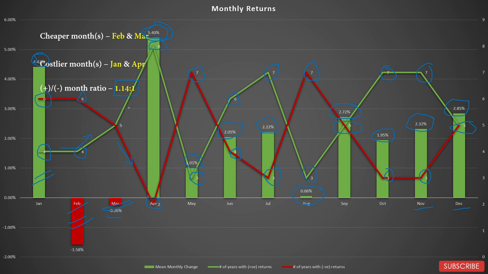So what does this ratio show? It shows that in the last 10 years, that is in the last 120 months, there were 1.14 positive months as against every one negative month. Now this ratio should be higher, and we have seen in other sectors as well that this ratio is generally quite a bit higher than this.